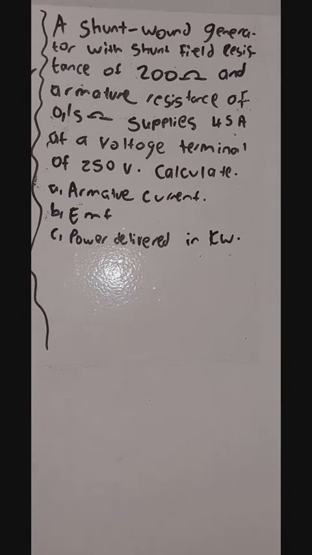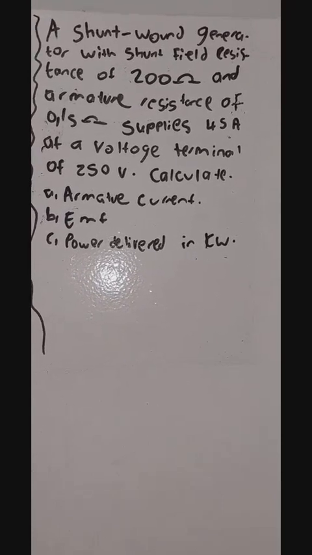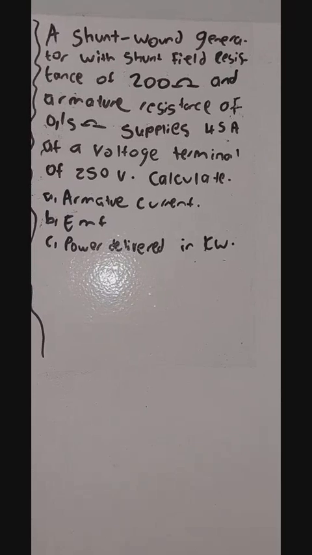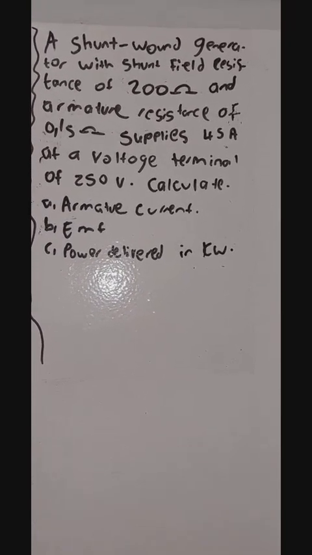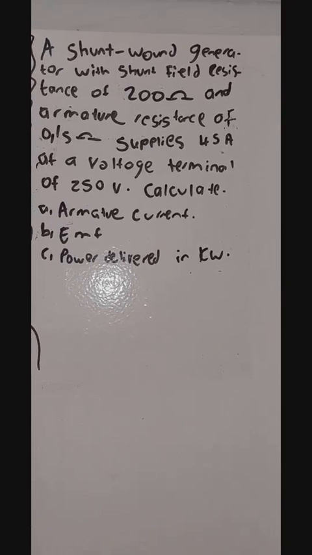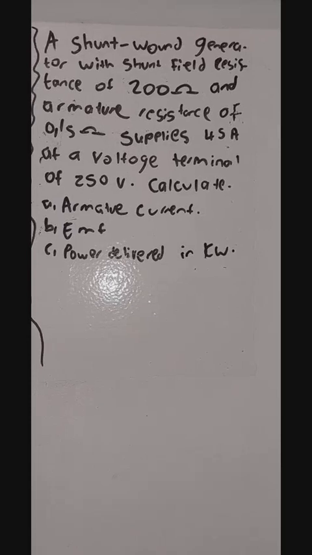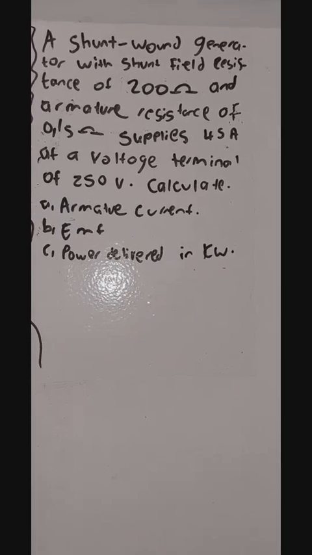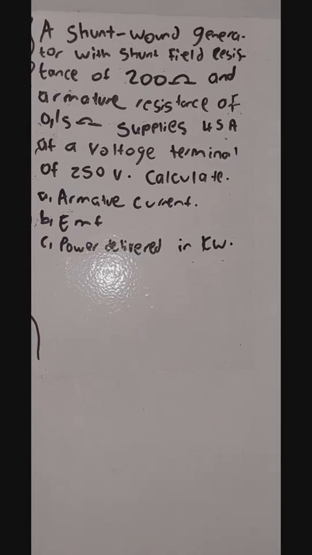The first question goes like this: a shunt wound generator with a shunt field resistance of 200 ohms and armature resistance of 0.5 ohms supplies 40 amperes at a terminal voltage of 250 volts. Calculate the armature current, the EMF, and the power delivered in kilowatts. So let's write down the given.